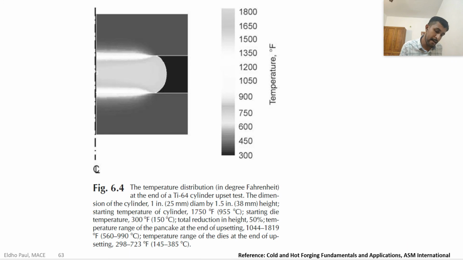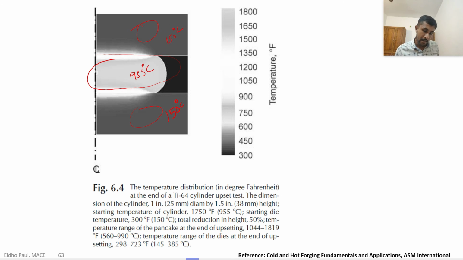So this is the distribution of temperature for a material during the forging process. This is the material, and this one is the die. The temperature distribution at the end of a Ti-64 cylinder upsetting test is shown here. The dimension of the cylinder is 1 inch diameter, and the temperature of the cylinder before deformation was 955 degrees Celsius. The starting die temperature before deformation was 150 degrees Celsius.